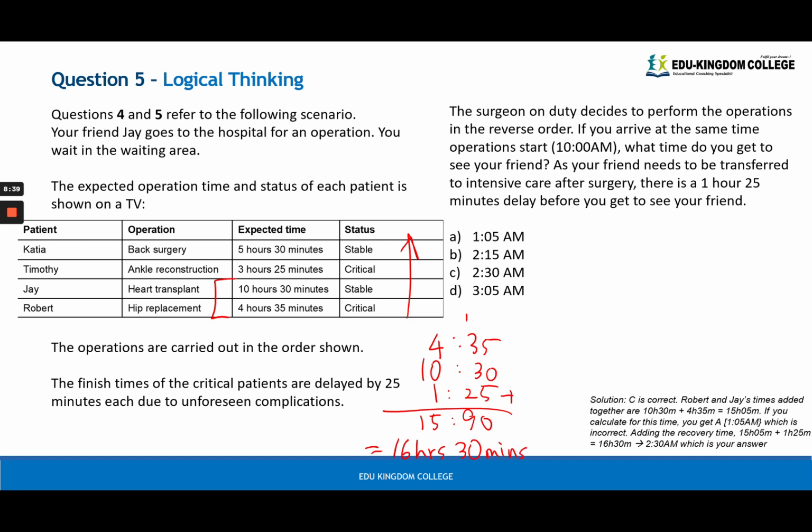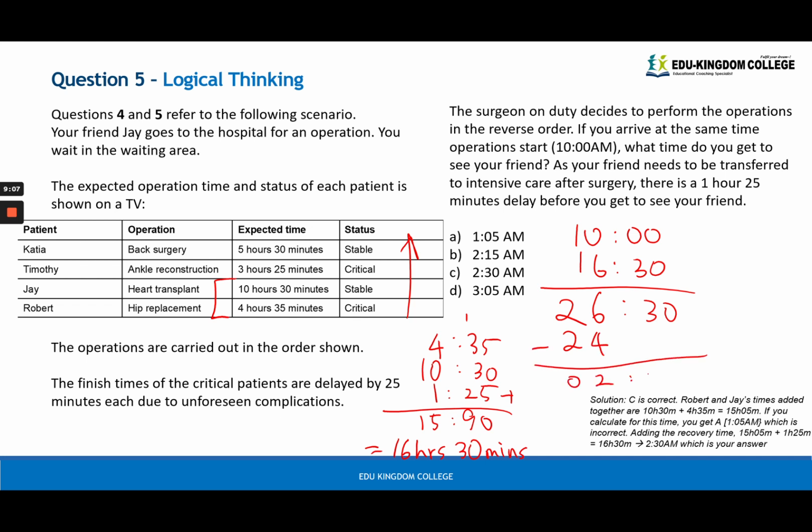You're going to add this onto 10 a.m. 10 a.m. plus 16:30. The a.m. means that in 24-hour time, it's still going to be 10. So you can add straight away and you get 26:30. Now, obviously, 26:30 is not even existing in 24-hour time. What that means is we've gone over the day. So you can minus 24 and you get 2:30. 0230, which means it's AM, or option C as our answer.